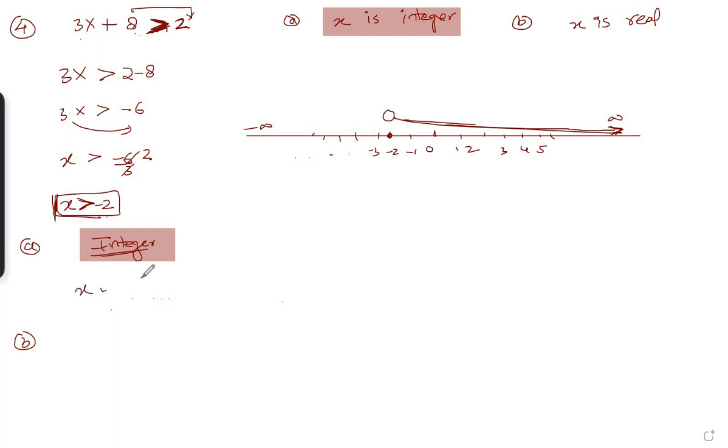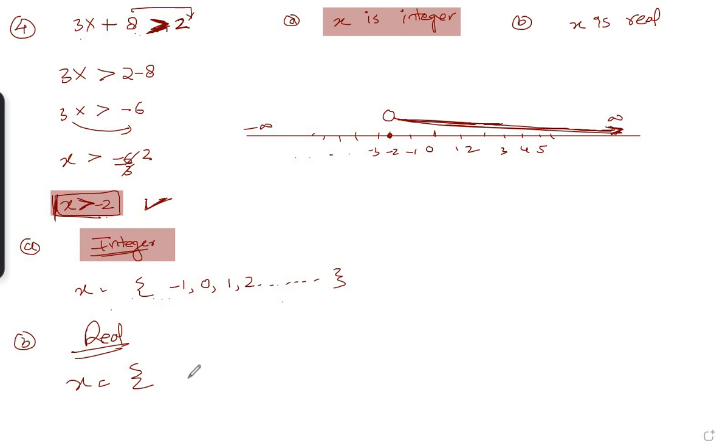So more than minus 2 will be, first number will be minus 1, then 0, then 1, then 2 and so on. So before writing the solution, be careful what is the sign. Please don't make the mistake that I just made. So it is greater than minus 2, so we will be going this side. I hope you understood. Now we will take real numbers. So we have to take all the real numbers more than minus 2.